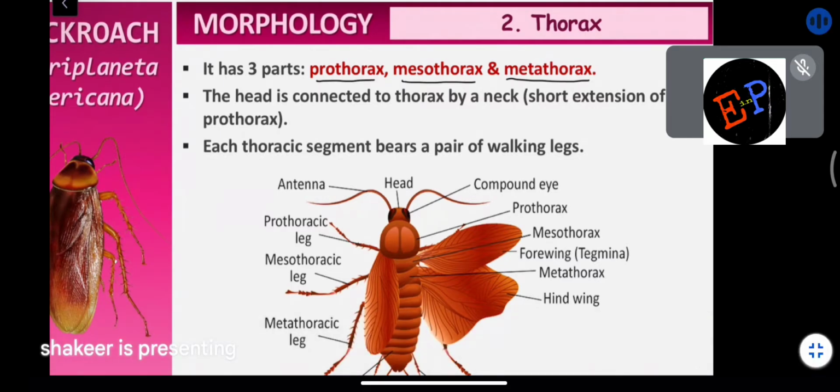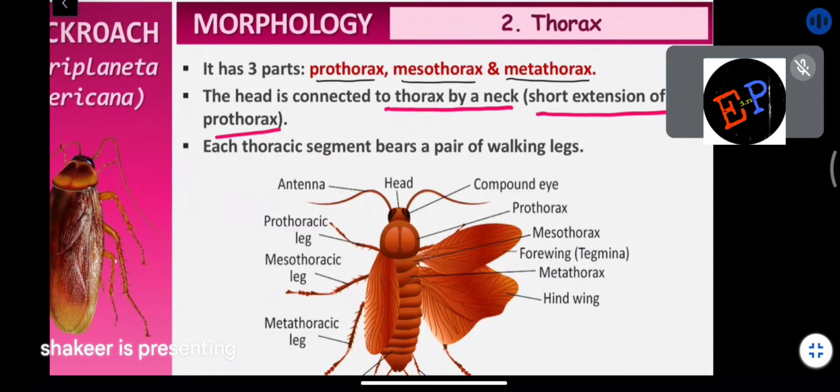But it doesn't have a well differentiated neck like human beings. Human beings have a well differentiated neck, but that type of neck is not present. Just this prothorax behaves like a neck, and to that prothorax the head is attached. So the head is connected to the thorax by a neck, meaning not an original neck, just a short extension of the prothorax.